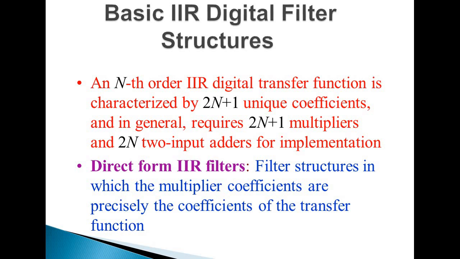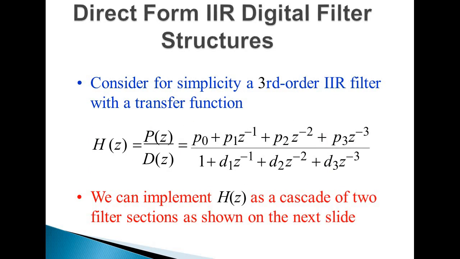Direct form IIR filter structures are those in which the multiplier coefficients are precisely the coefficients of the transfer function. See the direct form, how we can implement it. Consider for simplicity a third order IIR filter which has a transfer function H(z) is equal to P(z) by D(z) is equal to p0 plus p1 z raised to -1 plus p2 z raised to -2 plus p3 z raised to -3 divided by 1 plus d1 z raised to -1 plus d2 z raised to -2 plus d3 z raised to -3. We can implement H(z) as a cascade of two filter sections as shown on the next slide.